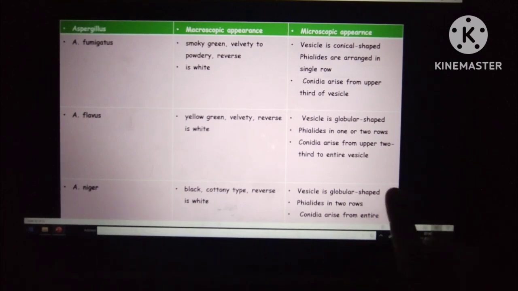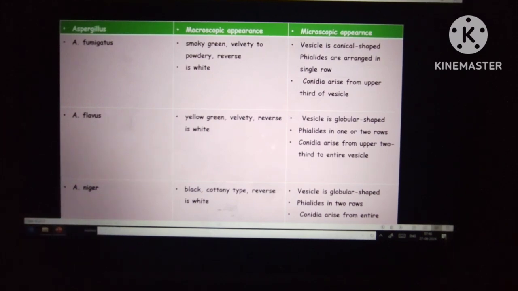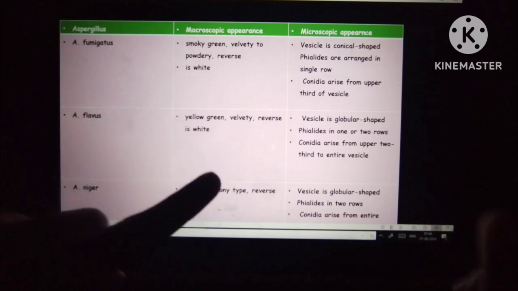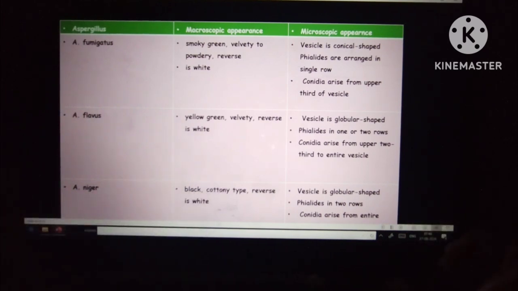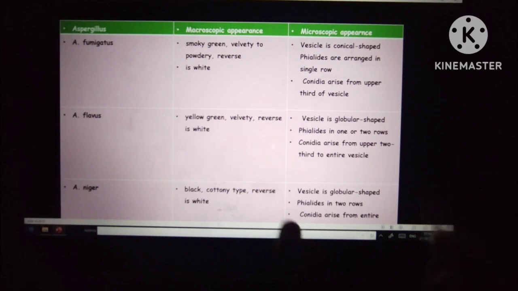Whereas in flavus, the conidia will be over the upper two-thirds, okay? Whereas in Niger, it will be present over the entire vesicle. So here flavus, you want to remember it is yellow-green in color. Niger is always black, okay? So fumigatus, smoky green, and conidia present only in the upper third. Flavus, yellow-green, and usually present in the upper two-thirds, okay? But Niger present over the entire vesicle.